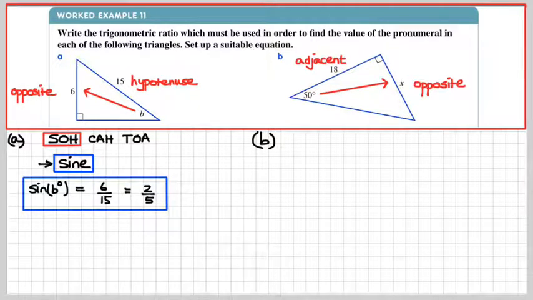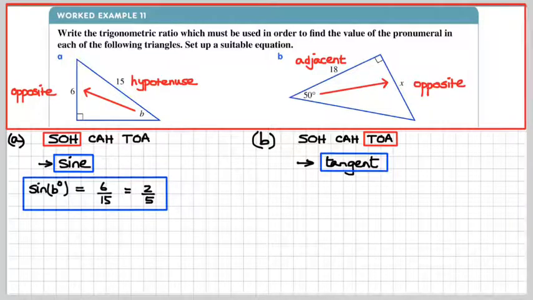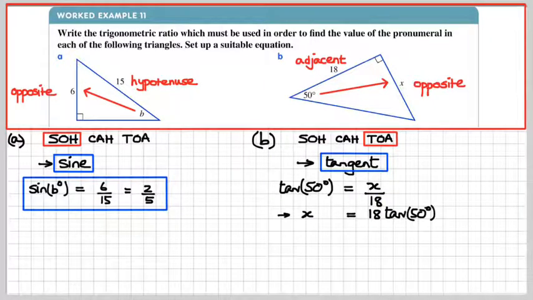So, which ratio do we use? It's TOA: opposite over adjacent. So tan of 50 equals X over 18. If we wanted to rearrange that to make X the subject, X would be 18 tan of 50 degrees, and of course you can look that up on the calculator without any trouble at all.